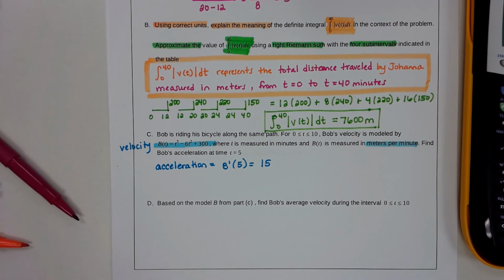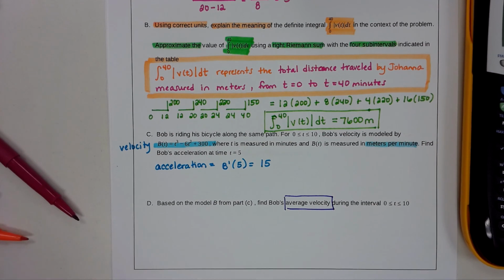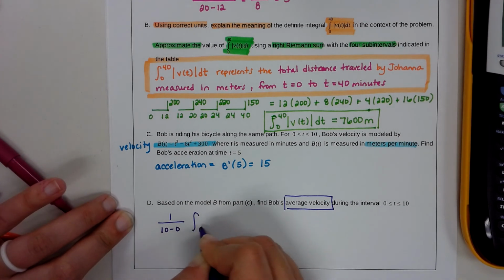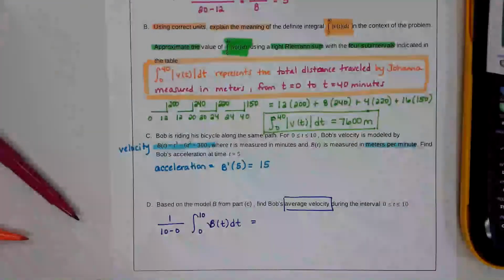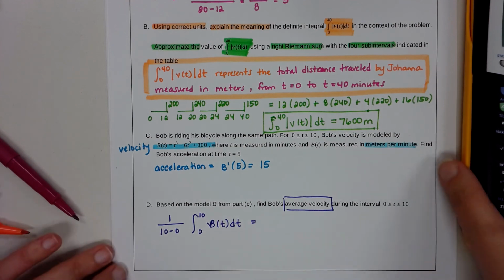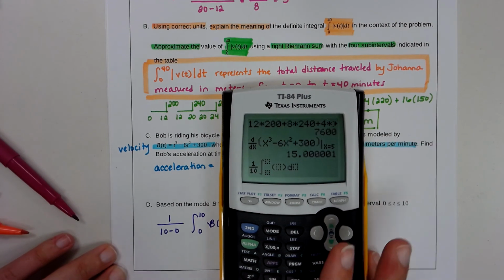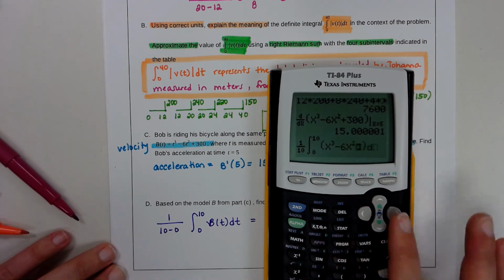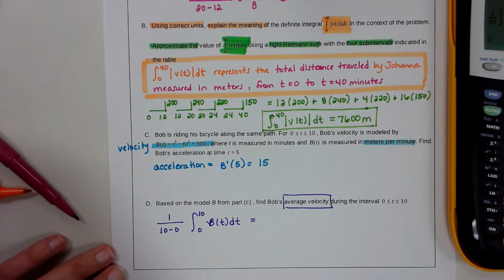Part D says, based on the model from Part C, find Bob's average velocity. Now, average velocity means we need to add all these things up and divide. So I would do 1 over 10 minus 0 times the integral from 0 to 10 of b of t dt. Now you'll notice I'm writing down what I plan to do. I'm not just writing down a number as my answer. It is very important to show your work. So on my calculator, I'm going to do 1 over 10 times math option 9, which is the integral from 0 to 10 of x cubed minus 6x squared plus 300 dx, and that gives me 350.